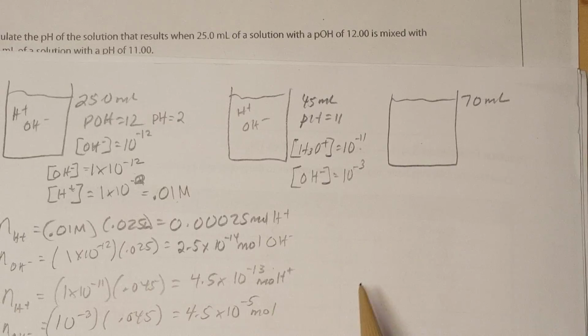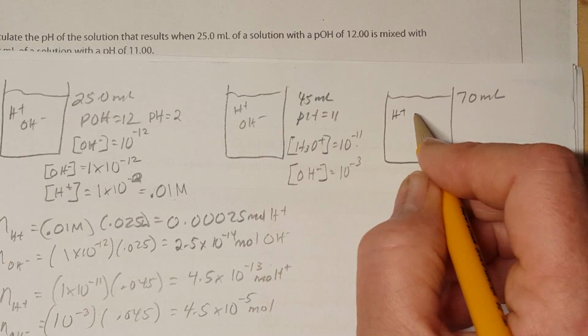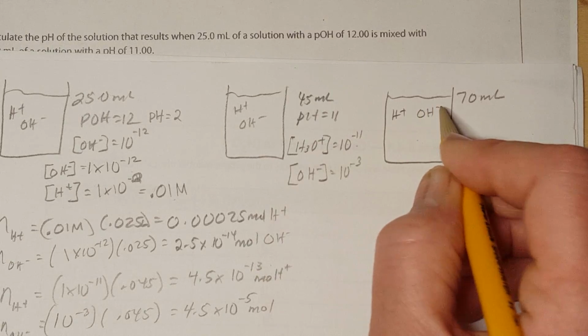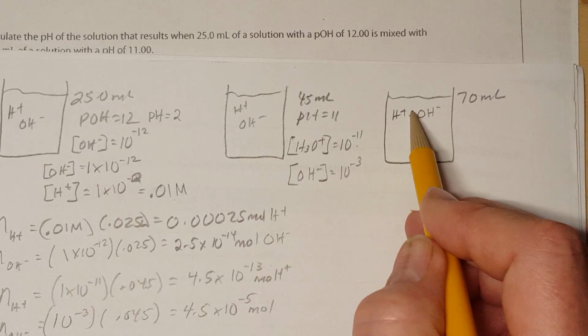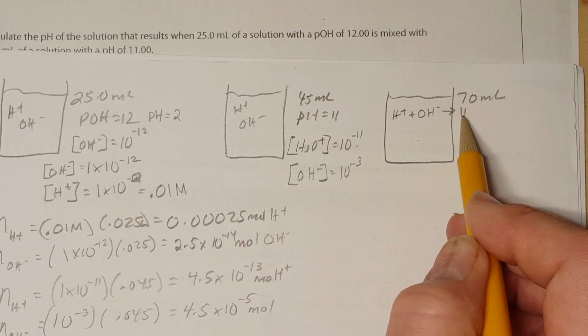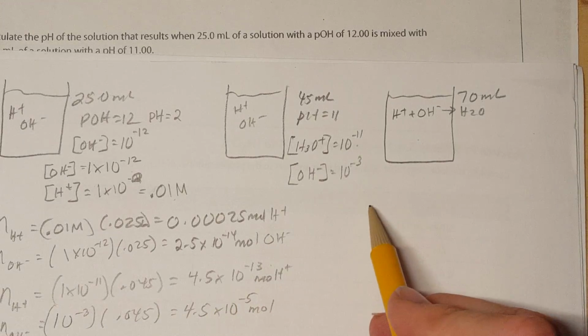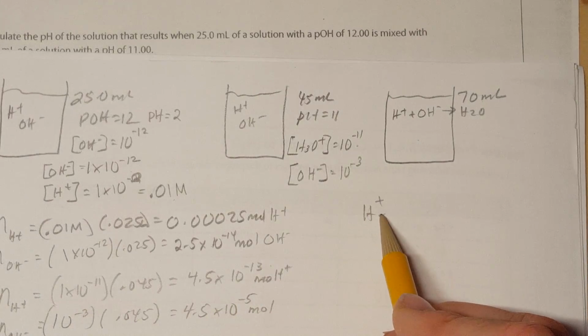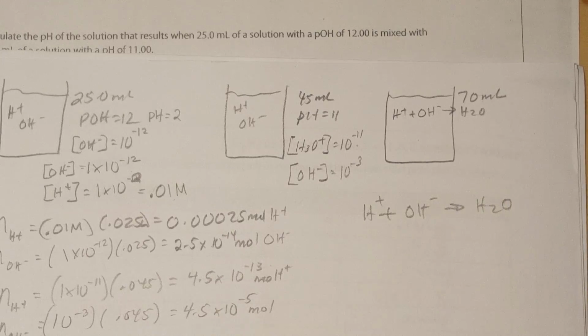Okay, now what's going to happen? I'm going to pour these in here, and I'm going to have H plus ions and OH minus ions getting dumped in together. And they're going to react, just like they did in the last example, to create water. So if we look at these, we have H plus plus OH minus makes water. And then the autoionization will occur.